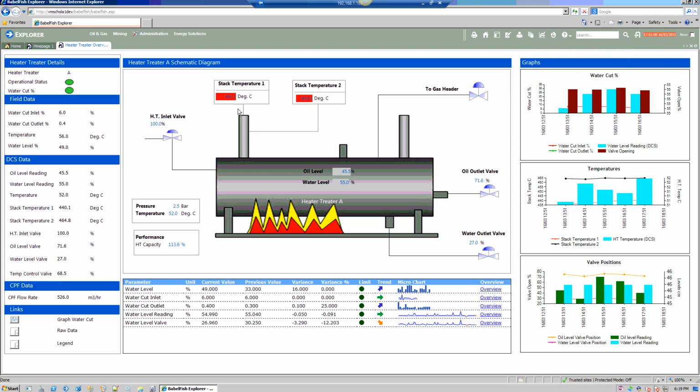See the stack temperature in red. This is because we set a limit to the stack temperature of 400 degrees C. So once the stack temperature increases above 400 degrees C, this reading automatically turns red. Below you will see a table with the key parameters, their current value, the previous value, their variance, the limit, whether the parameter is within the limit or not, their trend, and also a micro chart showing the last 4 readings. On the down left bottom, you will see a graph.